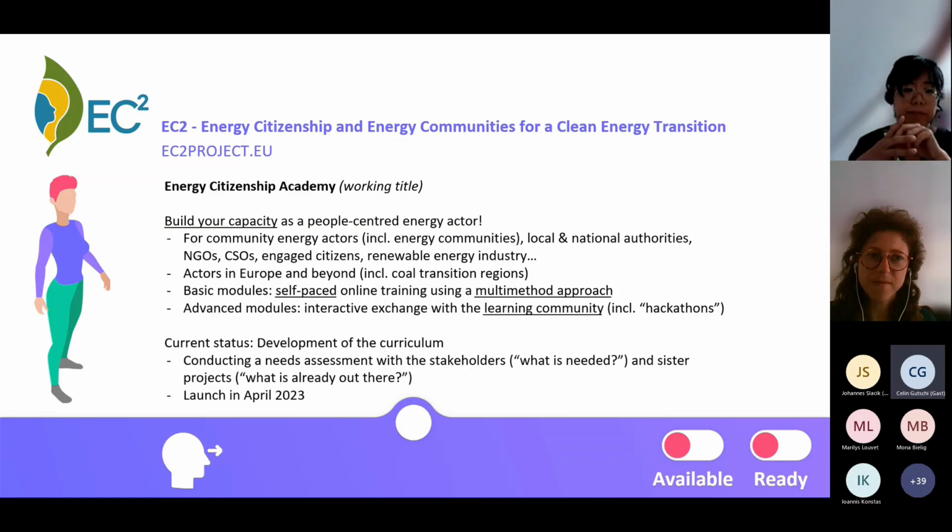And the content is very much built on the research done in the EC2 project, and you'll learn from experts in psychology, economics, law, and so on. And these tools, including a scale to measure energy citizenship in your community and digital tools to support the strengthening of these, and recommendations presented in the training are all co-created and tested in practice with our partner municipalities and energy communities in the project. So you'll learn also from these peers involved.